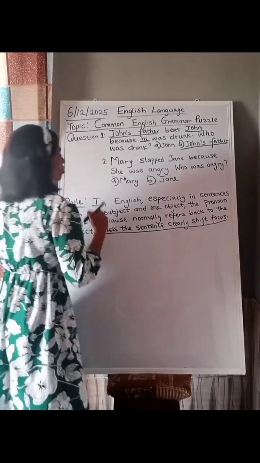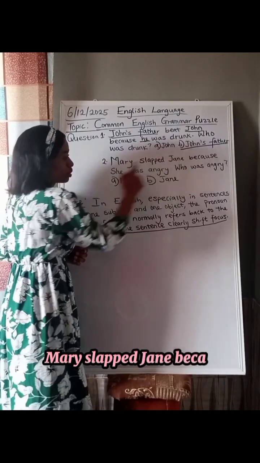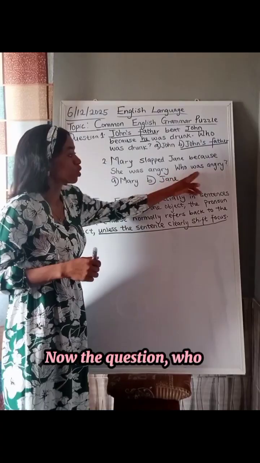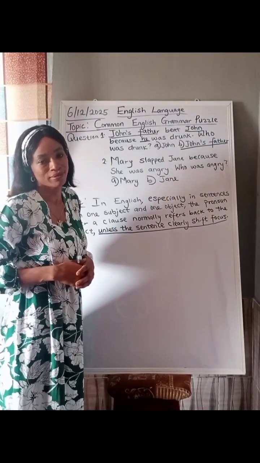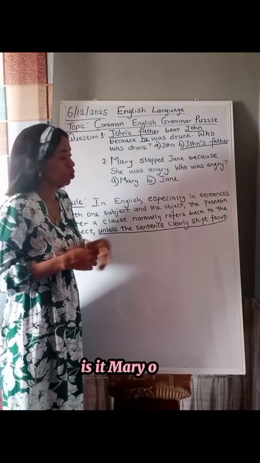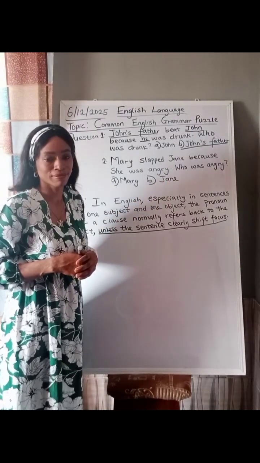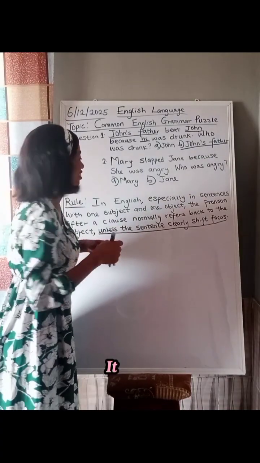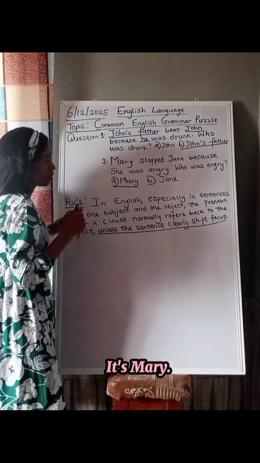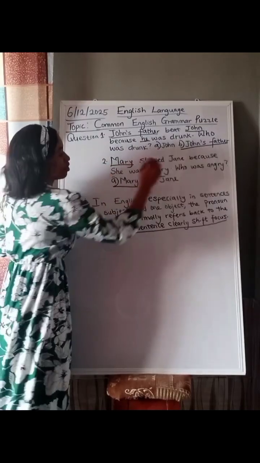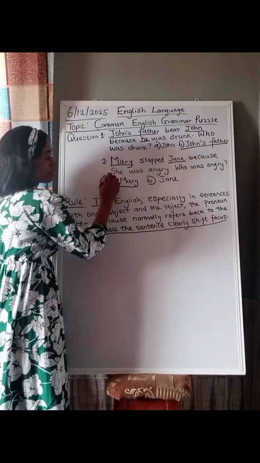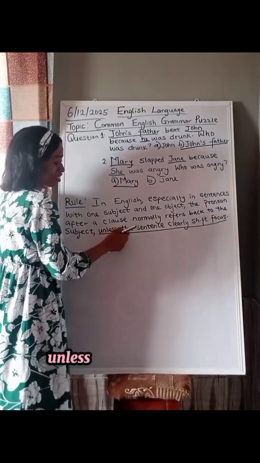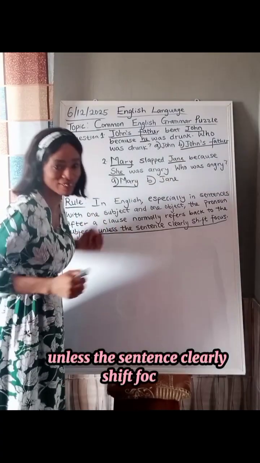Another example, Mary slapped Jane because she was angry. Now the question, who was angry? Is it Mary or Jane? What is the answer? It's Mary. Mary. Because one subject, one object, the pronoun refers back to what? The subject. Unless the sentence clearly shifts focus.